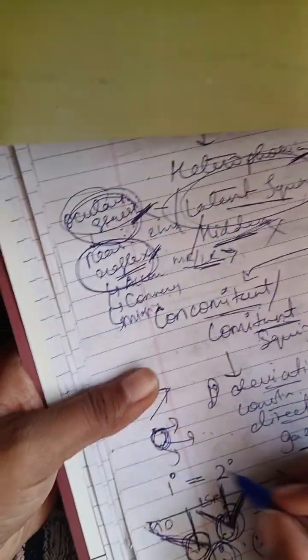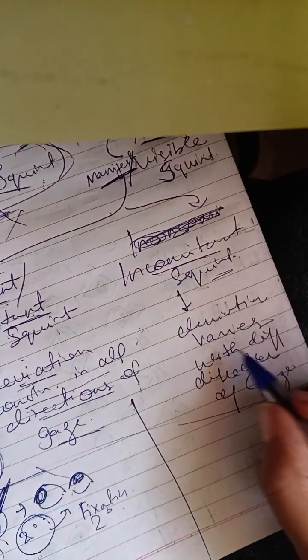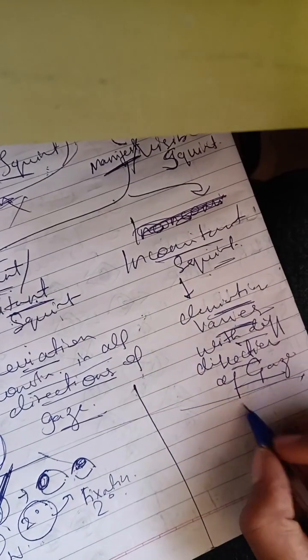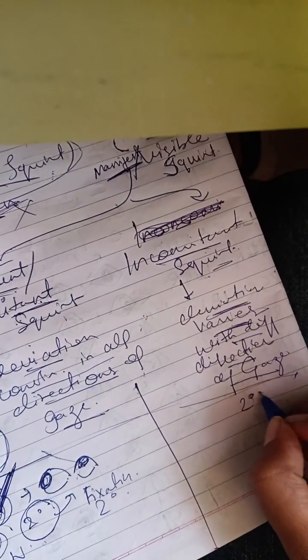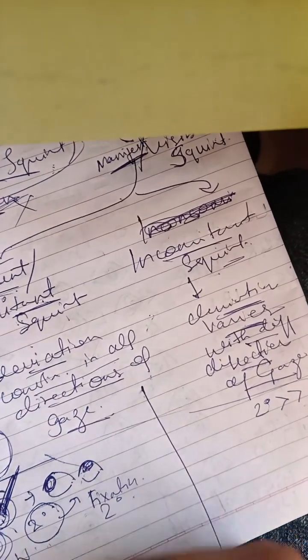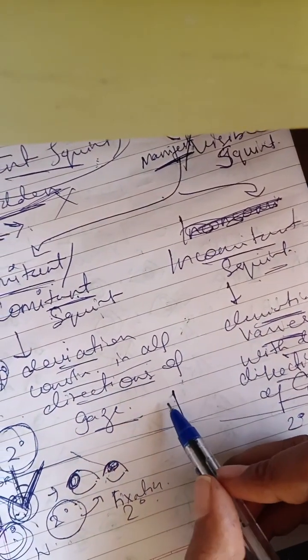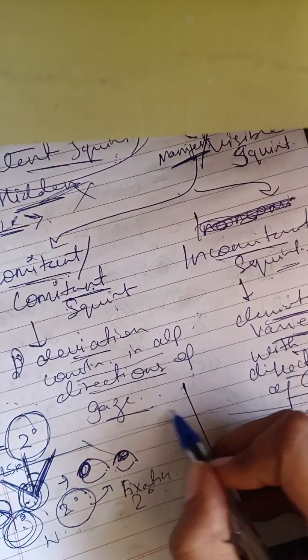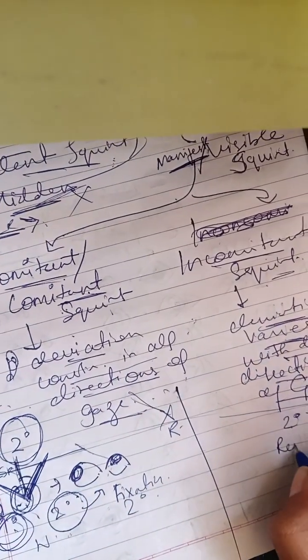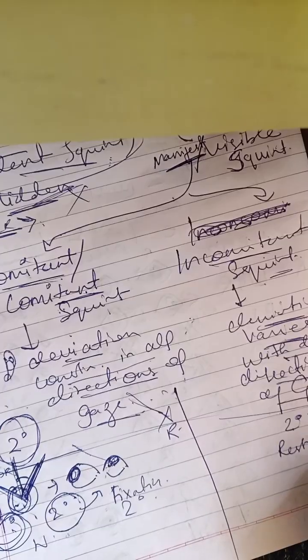So in comitant squint, your primary deviation is equal to secondary deviation, whereas in incomitant squint, with different directions of gaze, the deviation keeps varying. So your secondary deviation is always going to be higher than your primary deviation. Then ocular movements: over here, when we do ocular movements, there is no restriction. Over here there is restriction of ocular movement.